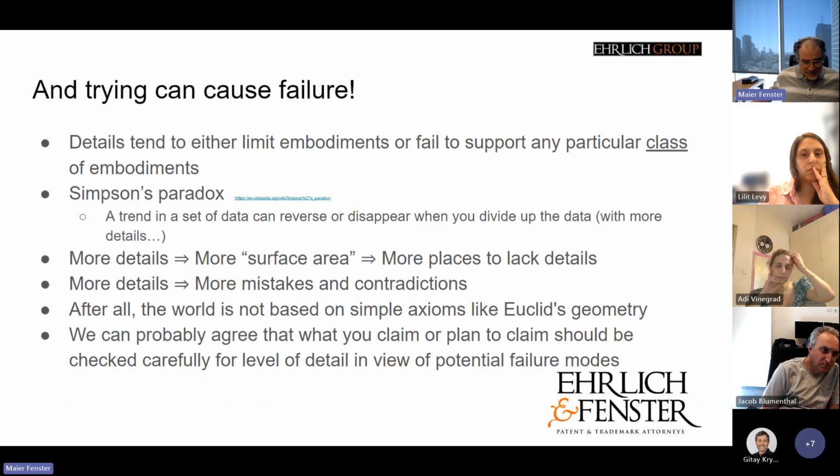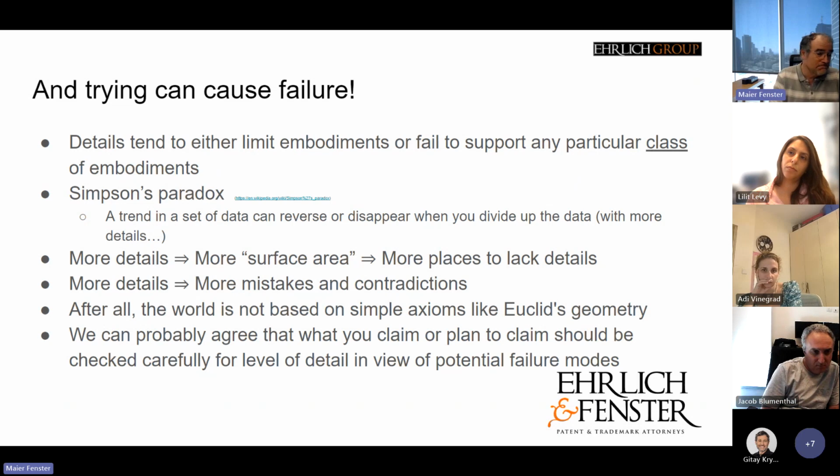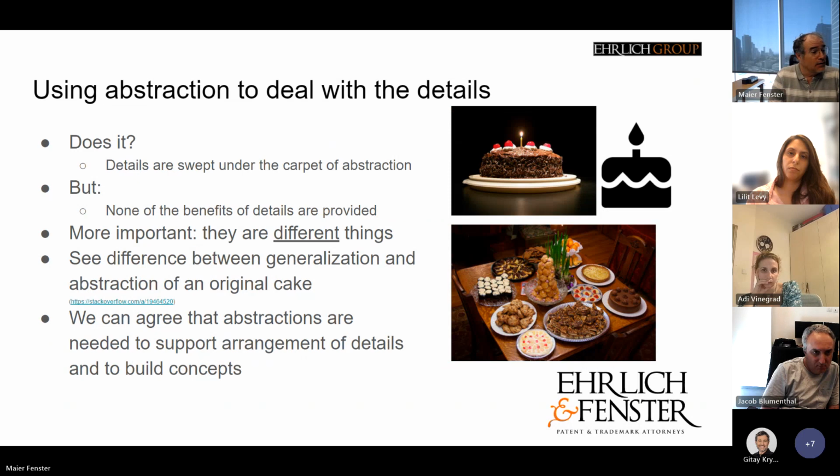In general, though, I think we can agree that whatever you claim or plan to claim should be checked carefully for the level of detail that you provide, especially in view of the potential failure modes of that application. I heard from Gene Vintor. He said 2 levels down, 2 levels of detail beyond your component. It's an interesting guideline. So what do we do?